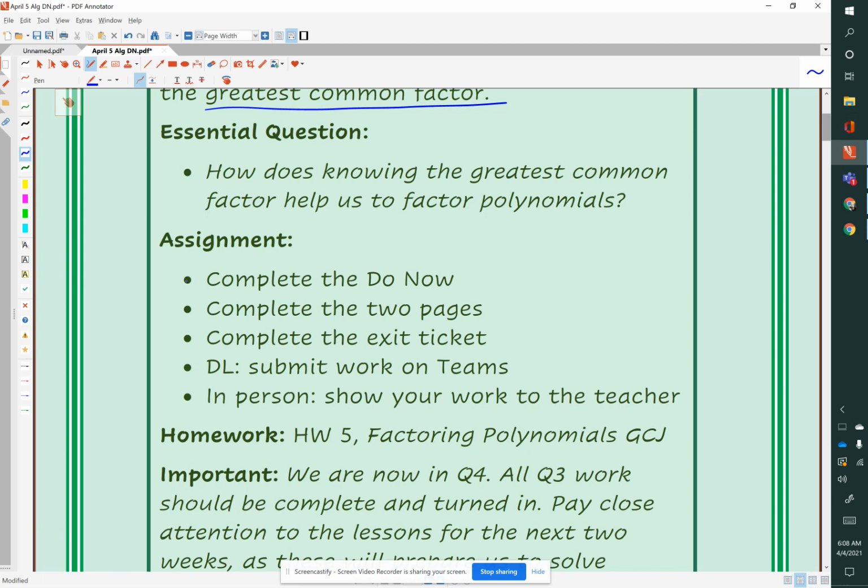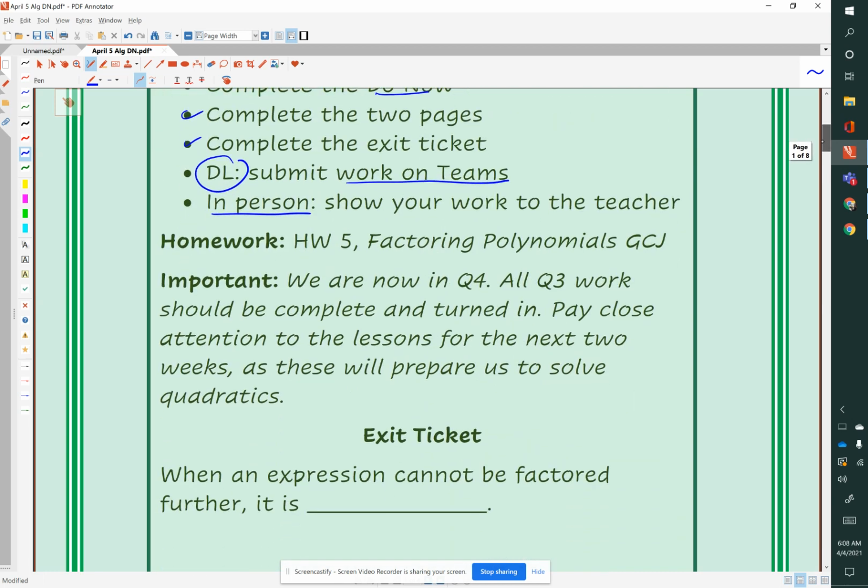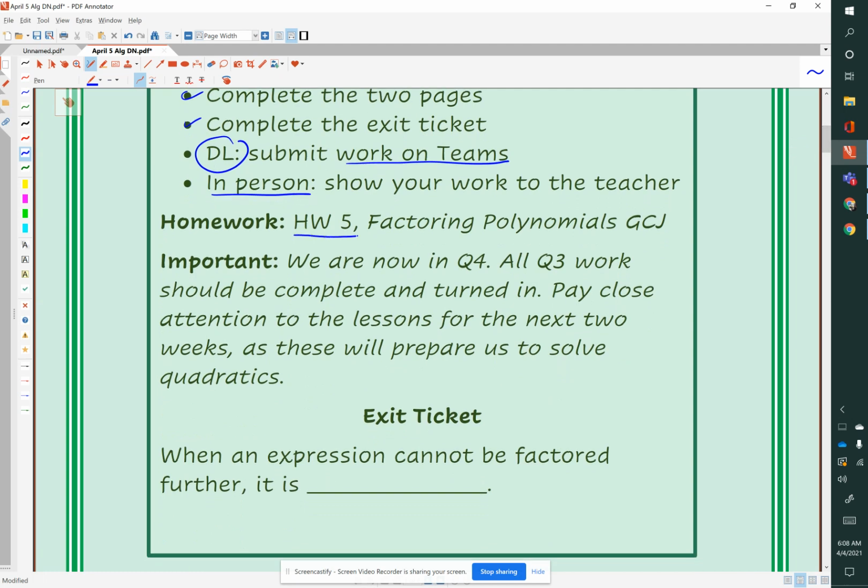So our assignment will be to complete the Do Now, complete 2 pages, complete our exit ticket. If you're a distance learner, please remember to submit your work on Teams. And if you are in person, I will come around the room and I will see that you're working. For homework, I'd like you to complete homework 5, which is called Factoring Polynomials, Greatest Common Factor. That should be an F. Sorry about that.